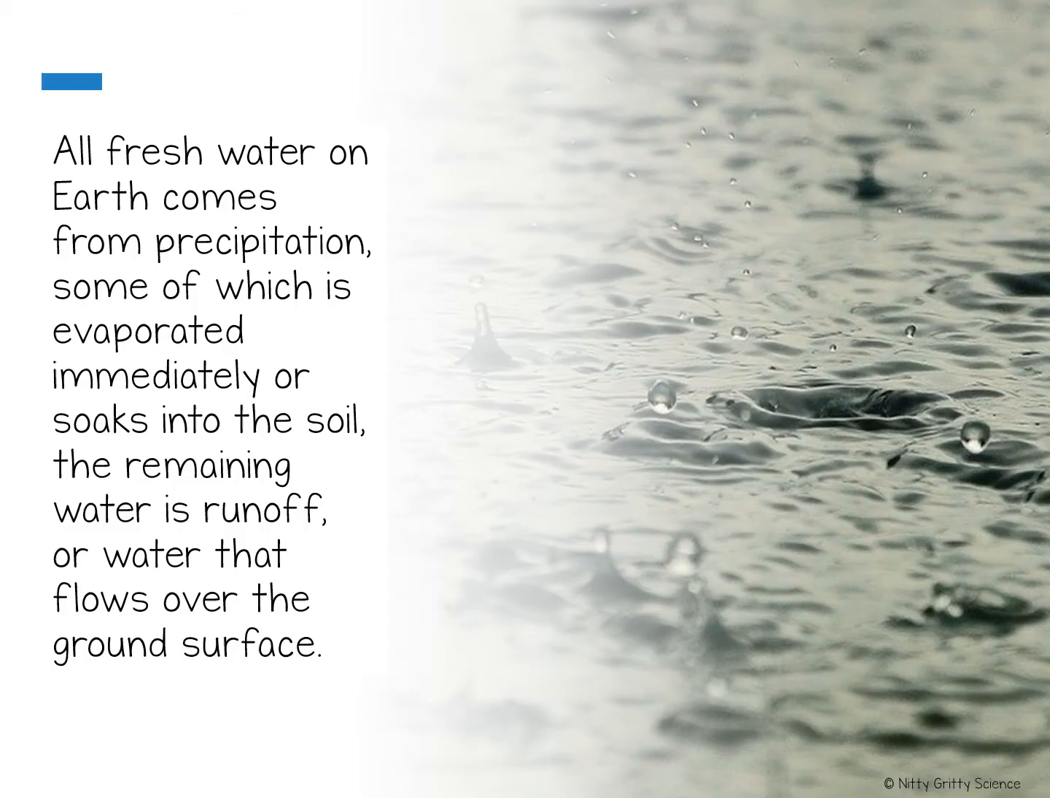Fresh water. As we know, fresh water comes from precipitation, and when it hits Earth's surface, some immediately soaks into the soil, becoming groundwater, some will get evaporated, and the remaining water is runoff, or water that flows over the ground surface. But what determines whether water soaks into the ground or flows as runoff?